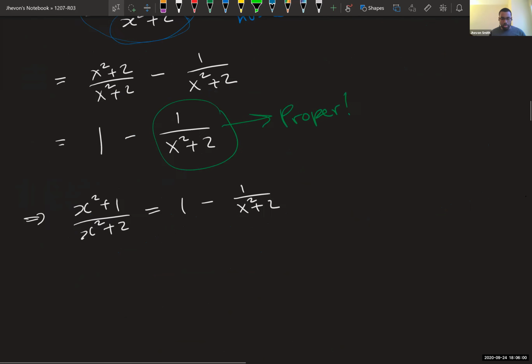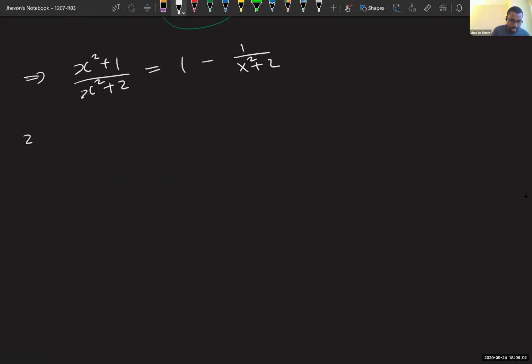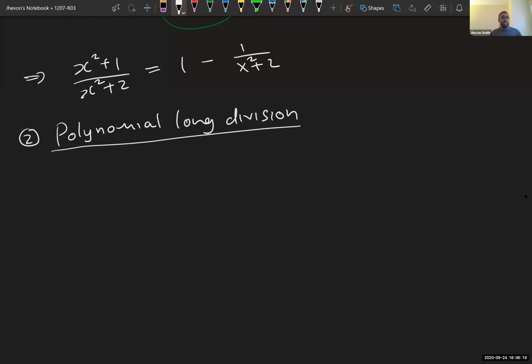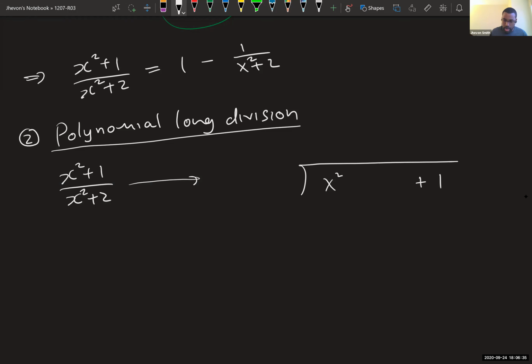Here's another option, polynomial long division. You guys might have forgotten how to do this, and I'm not going to reteach you, but I'll go through an example so you can actually see. So polynomial long division. Or synthetic division, but polynomial long division is better. It works in situations where synthetic division doesn't. So let's say I have x squared plus 1 over x squared plus 2. This is the same as saying I have my x squared plus 1, and I want to divide it by x squared plus 2.